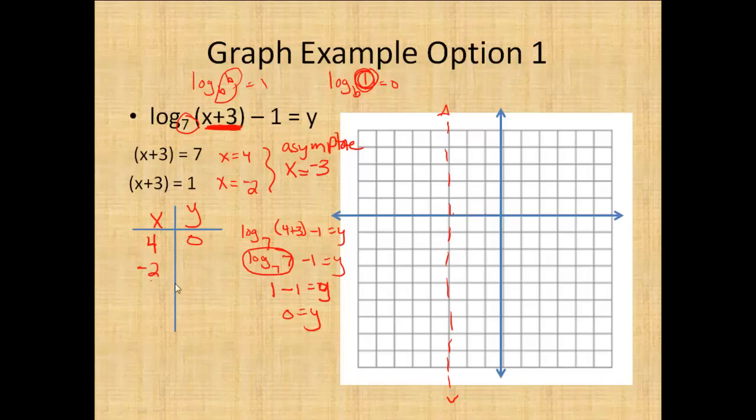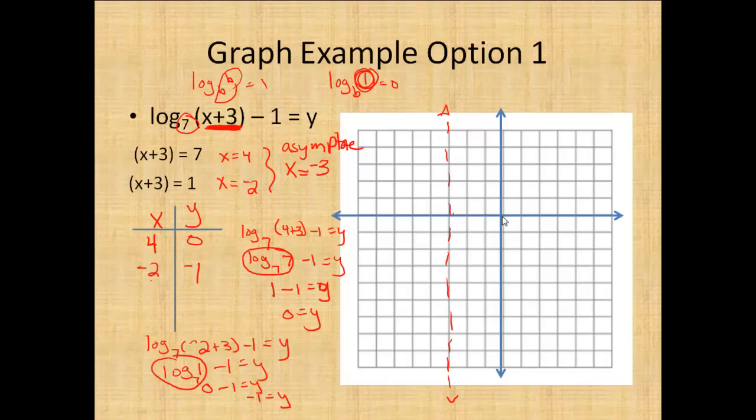Okay, when I plug my -2 in here, I end up with log base 7 of -2 plus 3 minus 1 equals y. Well, -2 plus 3 gives me a 1. So I end up with log base 7 of 1 minus 1 is equal to y. And this property right here, the log of any base to the 1 is 0. So I end up with 0 minus 1 is equal to y. So -1 is equal to y. So those are my two values now.